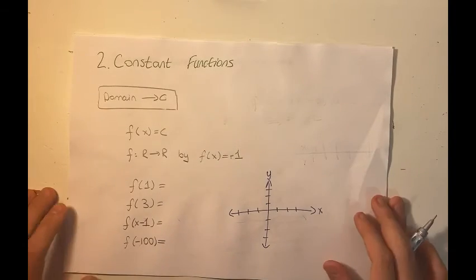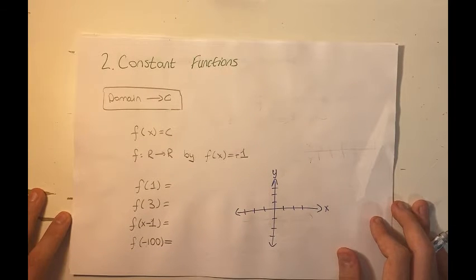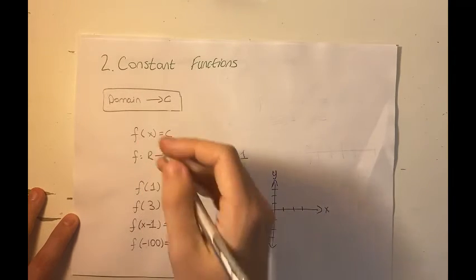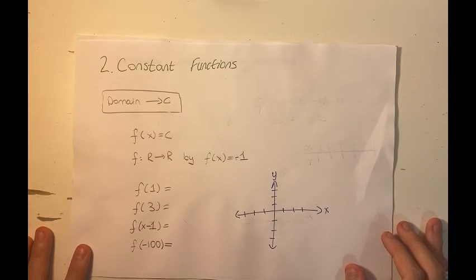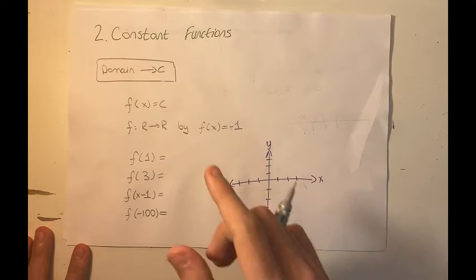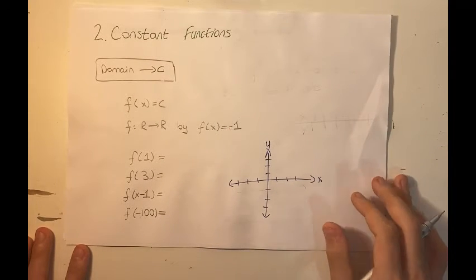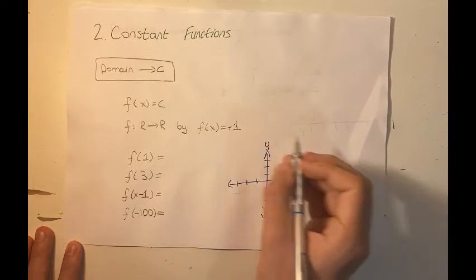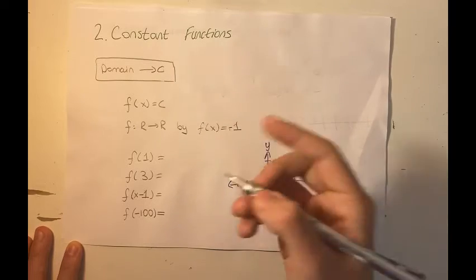Let's move on. Constant functions. What is a constant function? In constant functions, all of the domain will be equal to one and only one number, a constant. As written here, let's say f(x) equals minus 1. Anything that we put in x will give us minus 1.